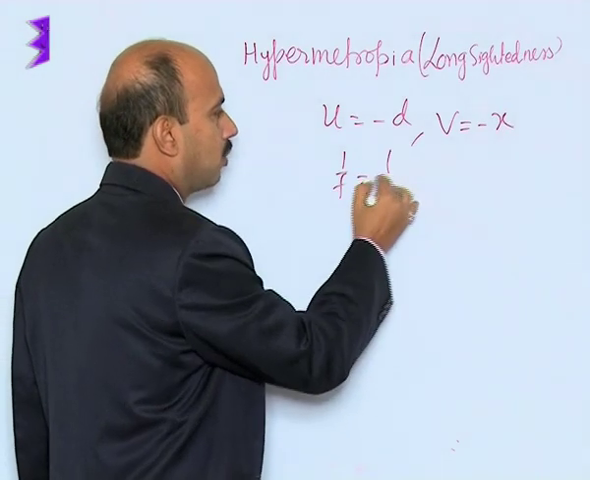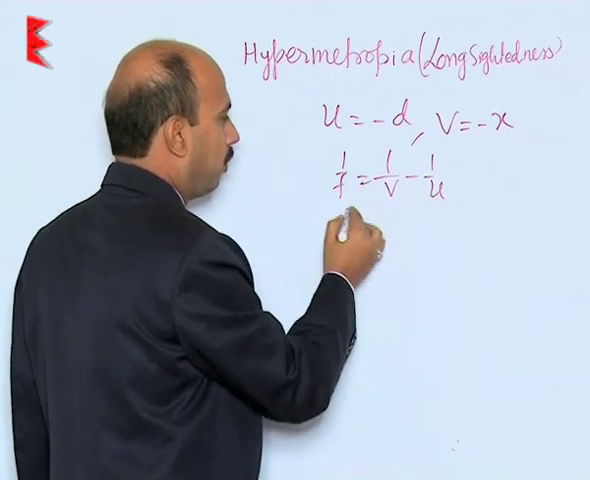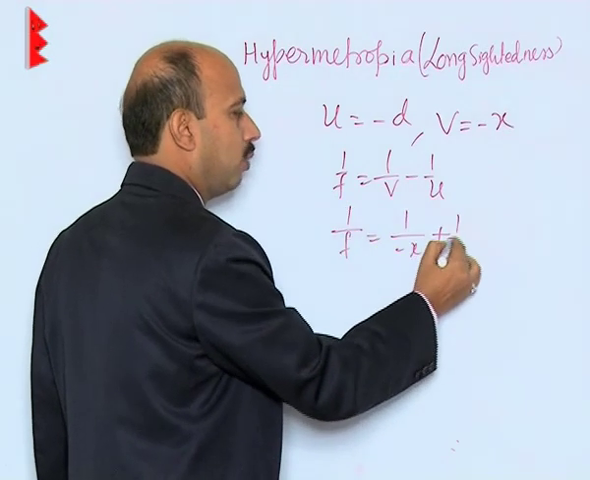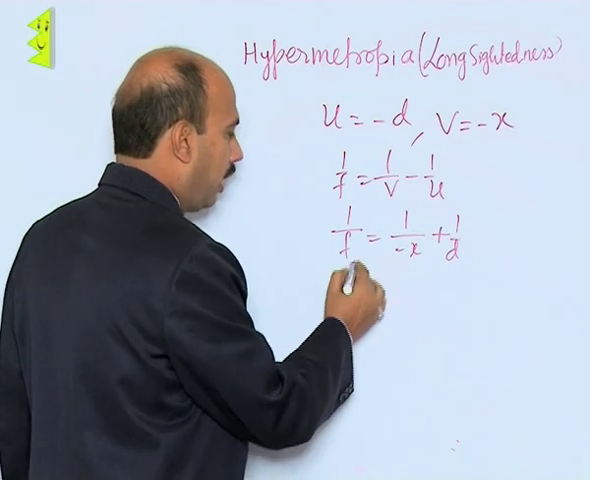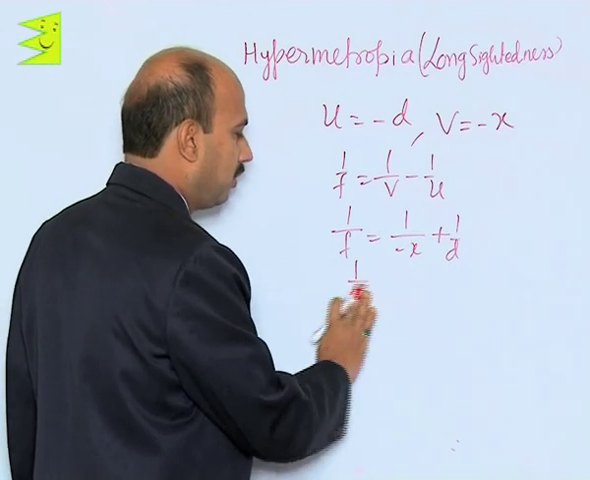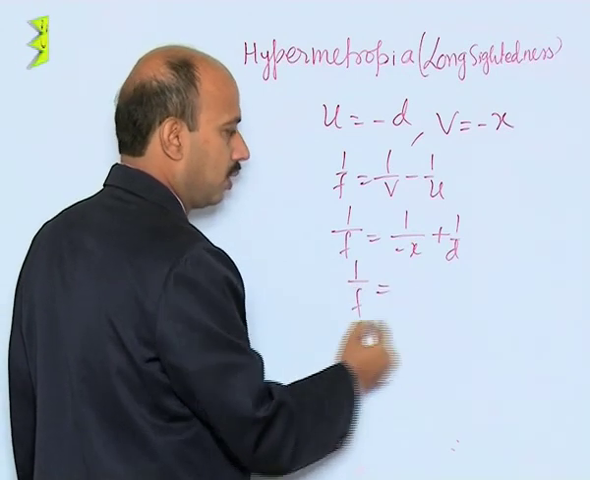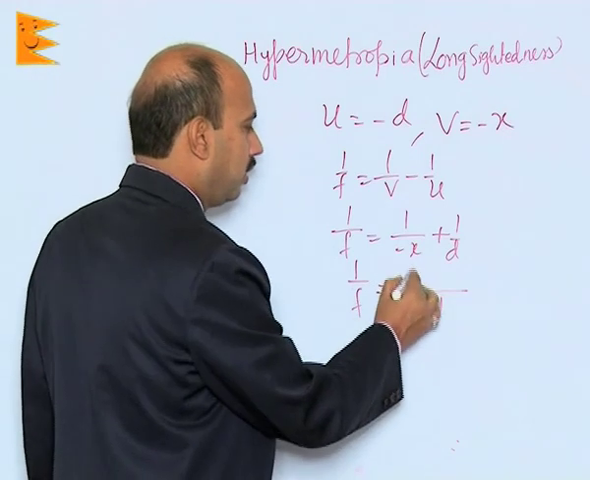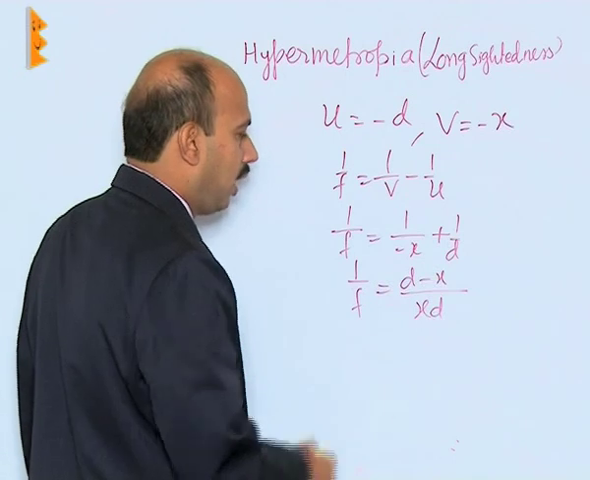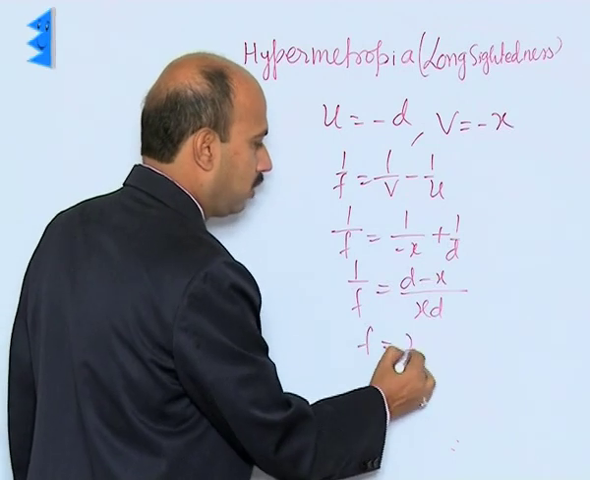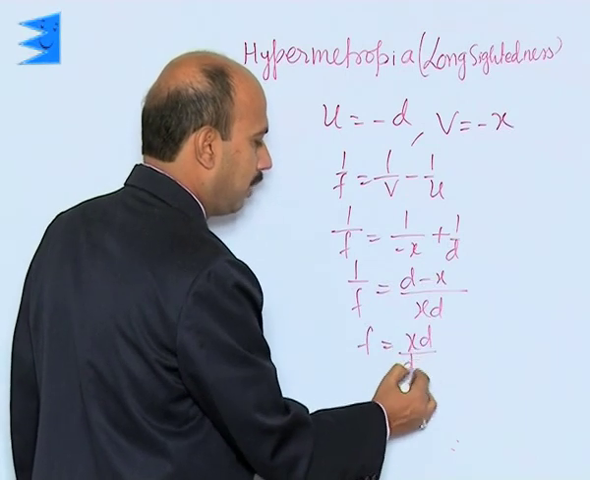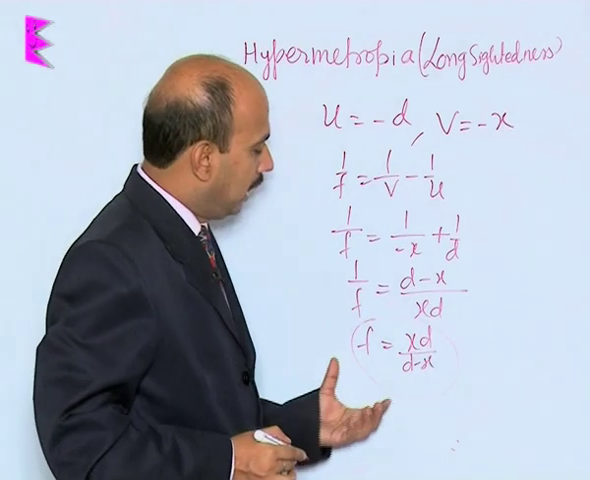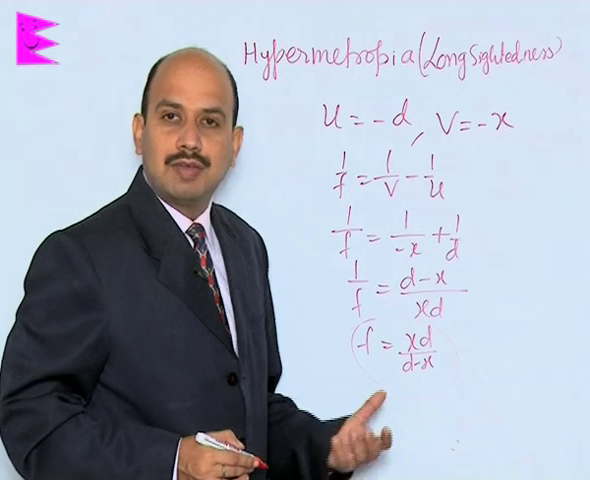We can write 1 upon f is equal to 1 upon v minus 1 upon u. So 1 upon f is equal to 1 upon minus x plus 1 upon d, and we can write 1 upon f is equal to, taking x d, d minus x upon x d. In that case, f is equal to x d upon d minus x. This is the new focal length. So we can calculate the focal length of the corrective lens this way.